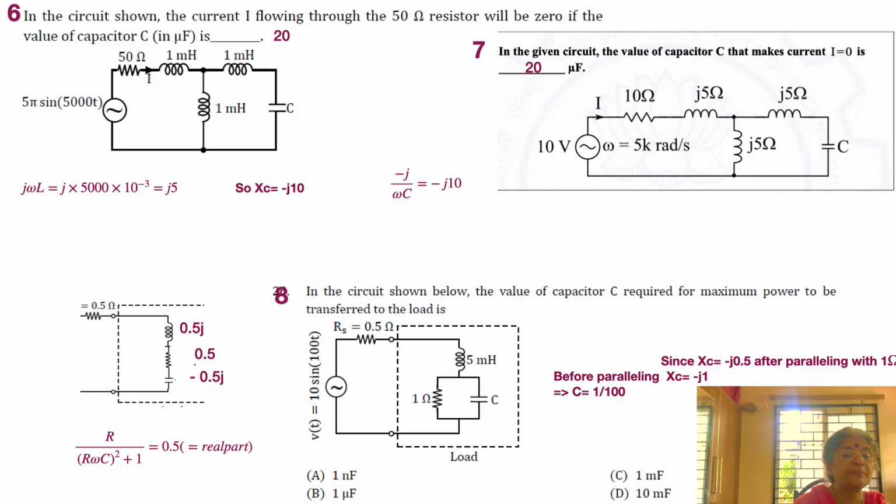So what's the question? The circuit shown, the current I flowing through the 50 ohm resistor will be 0, so no current has to come out from the source of 5 pi sine 5,000 t. The value of the capacitor in microfarad is what? That's what we are supposed to find out. So how will that happen? We have discussed it earlier.